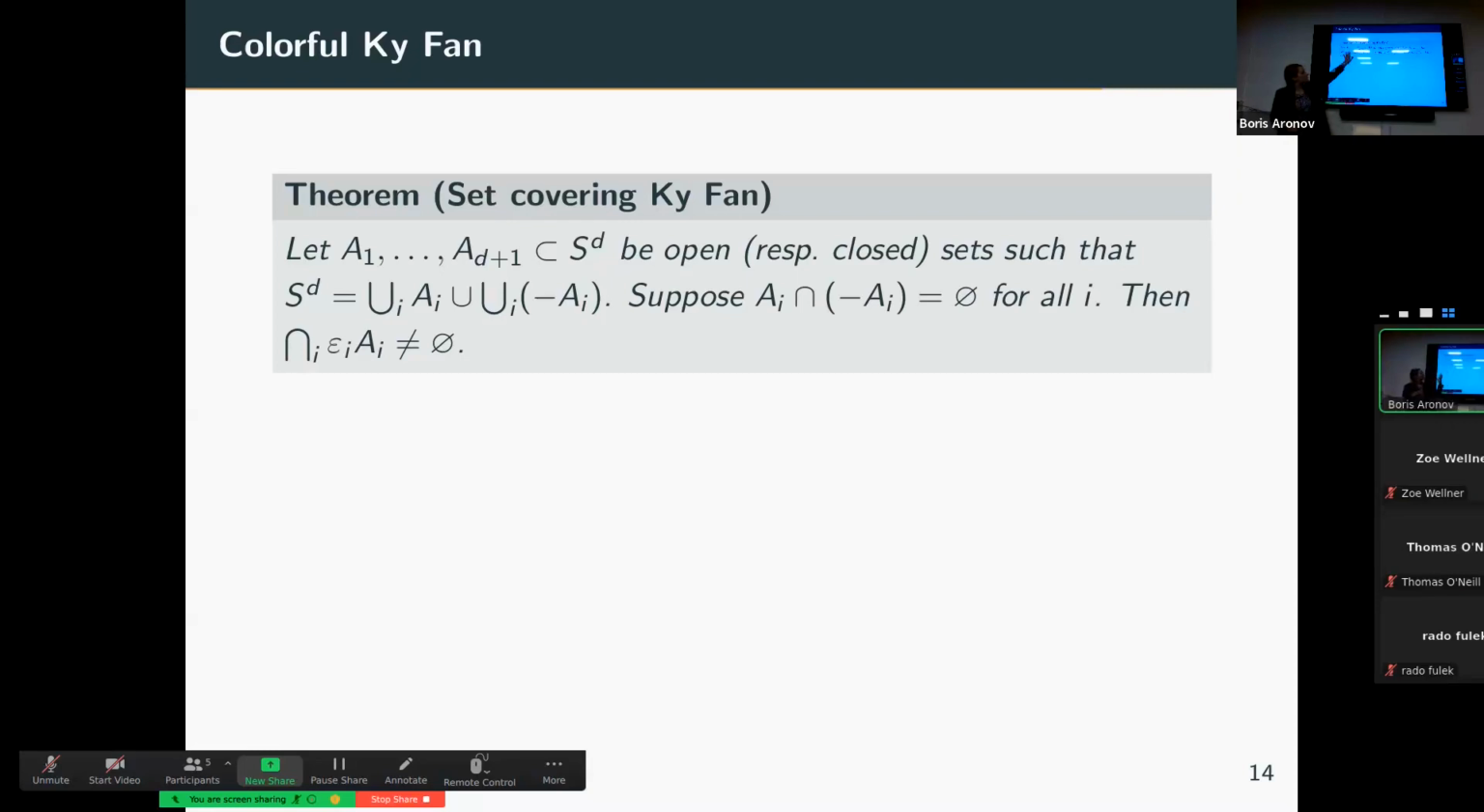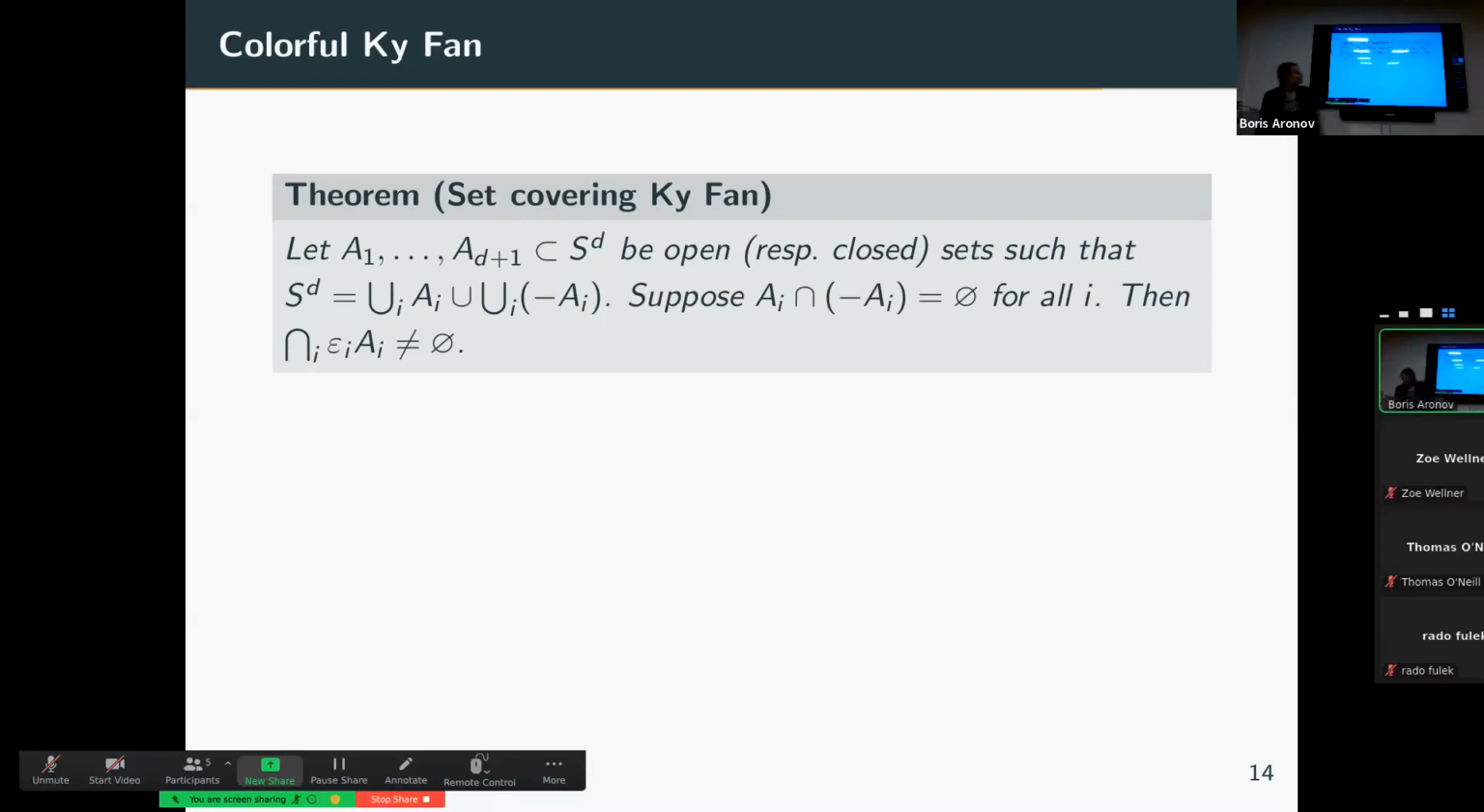where you have your different open or closed sets, you can say either one, and you have their negatives, and these sets all have to cover your sphere. And as long as there's no intersection between A_i and minus A_i, then you have to have an intersection of all the different A_i with some fixed signs that you can fix to be whatever you want at the same time. You could fix them to be alternating signs, you could fix them to be all positive.